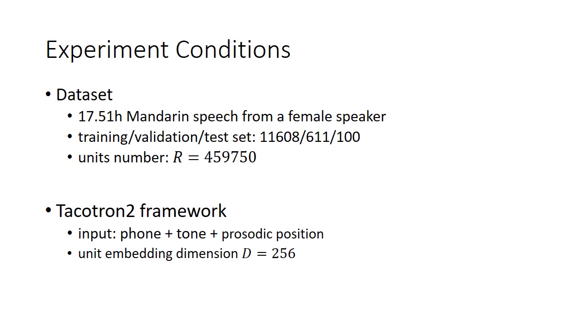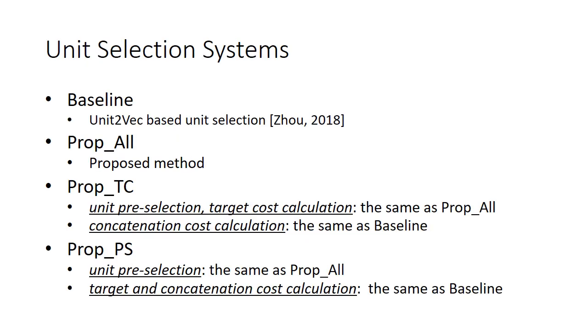459,750. When training the Tacotron2 model in our proposed method, instead of using Chinese character sequences directly, phoneme sequences were adopted as input. A phoneme embedding vector, a tone embedding vector, and a prosodic position embedding vector were concatenated to represent each phoneme. The dimension of unit embedding was 256.